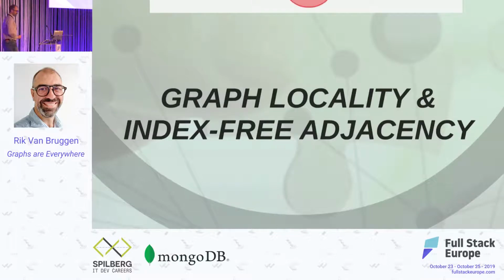Index-free adjacency was the closest that we got, and it basically means that everything knows about its neighbors. If I find something in a GraphDB, in Neo4j, immediately I know what is connected to it. I cannot not know it. If I find a node, I know what its properties are. If I find a node, I know what its relationships are. If I find the relationship, I know what's on the other side of the relationship, the node.